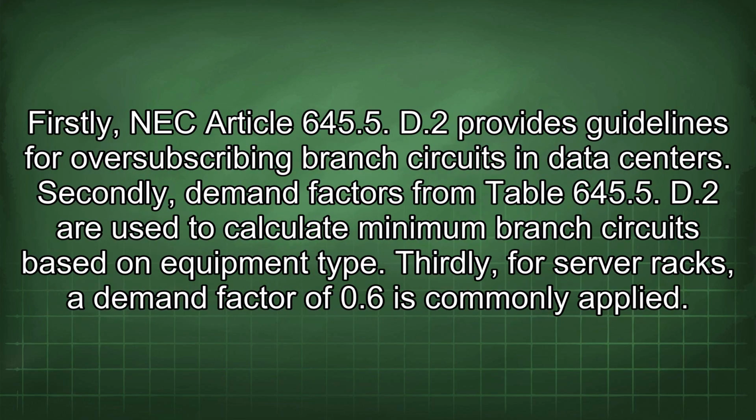Firstly, NEC Article 645.5 D2 provides guidelines for oversubscribing branch circuits in data centers. Secondly, demand factors from Table 645.5 D2 are used to calculate minimum branch circuits based on equipment type. Thirdly, for server racks, a demand factor of 0.6 is commonly applied.